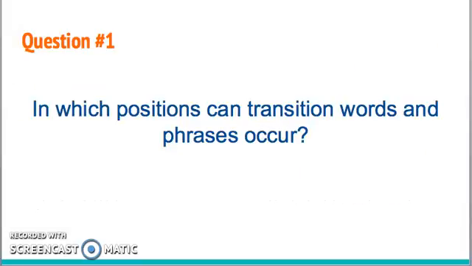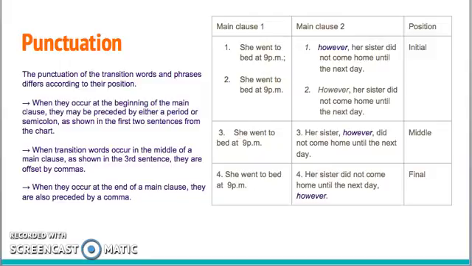So you can type this in the chat. In which positions can transition words and phrases occur? Good. So just as a review, when they occur at the beginning of a main clause, they may be preceded by either a period or a semicolon, as shown in the first 2 sentences. When they occur in the middle of a main clause, as shown in the 3rd sentence, they are offset by commas. And when they occur at the end of a main clause, they are also preceded by a comma.